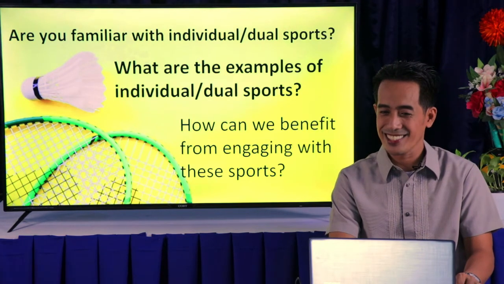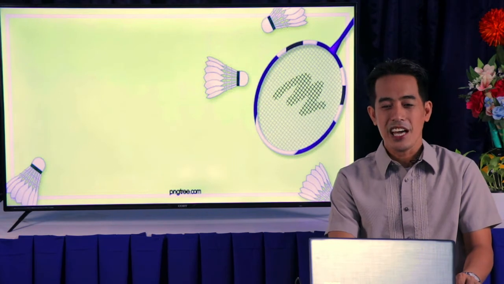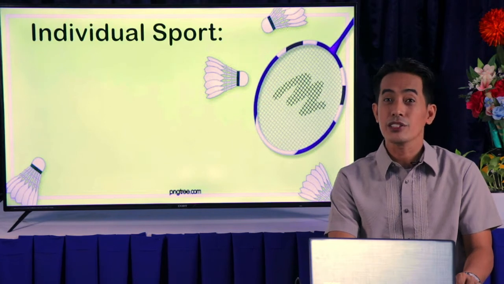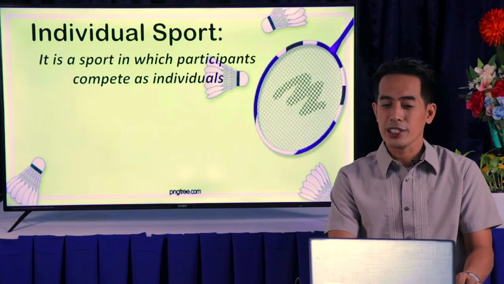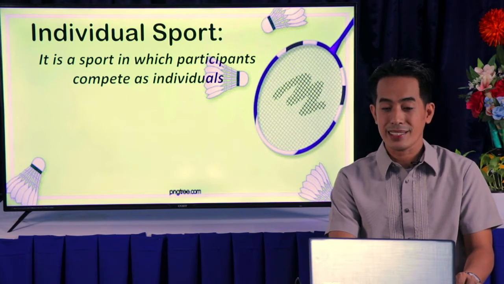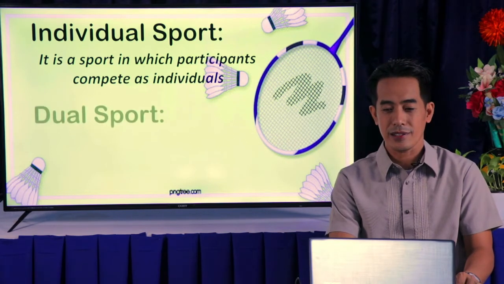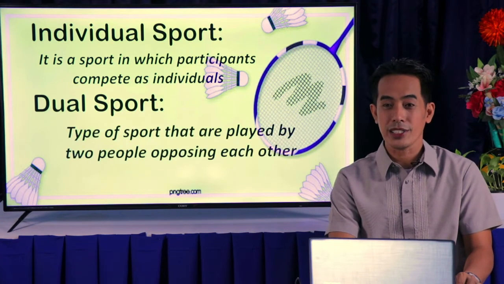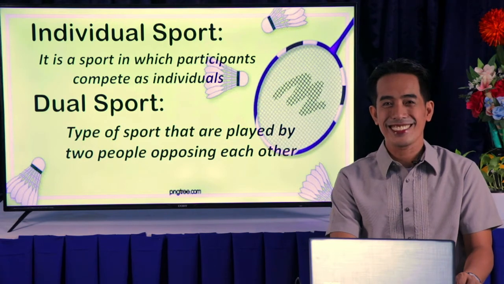Are you ready? We will begin by unlocking some important terms in this lesson. Let us start with individual sport. Individual sport is a sport in which participants compete as individuals. Let us move on to the second term, the dual sport. Dual sports are types of sports that are played by two people opposing each other.